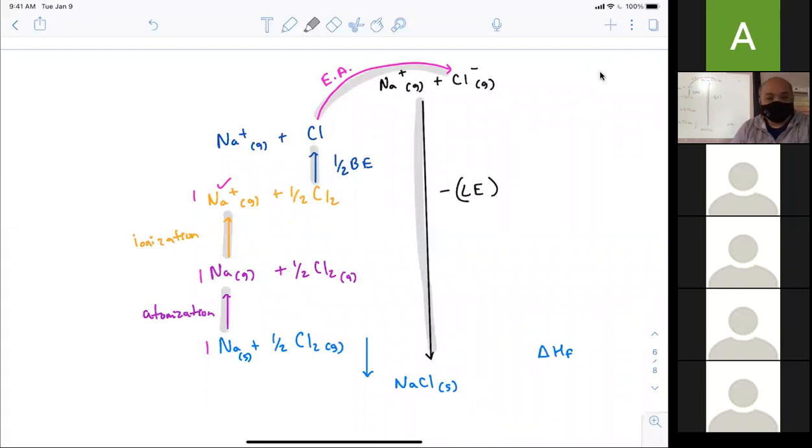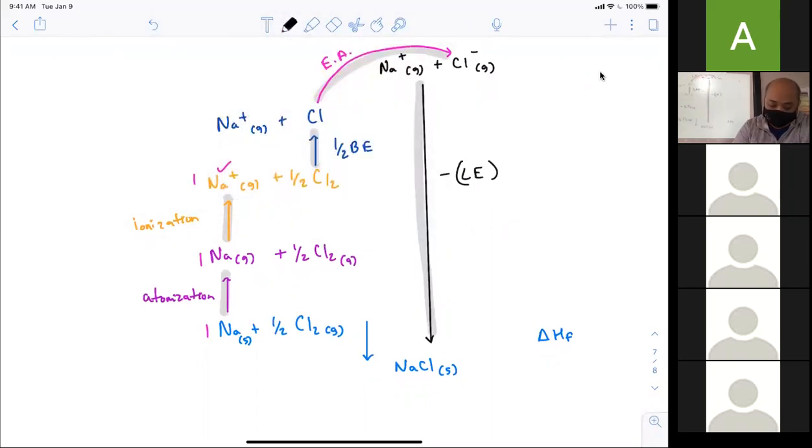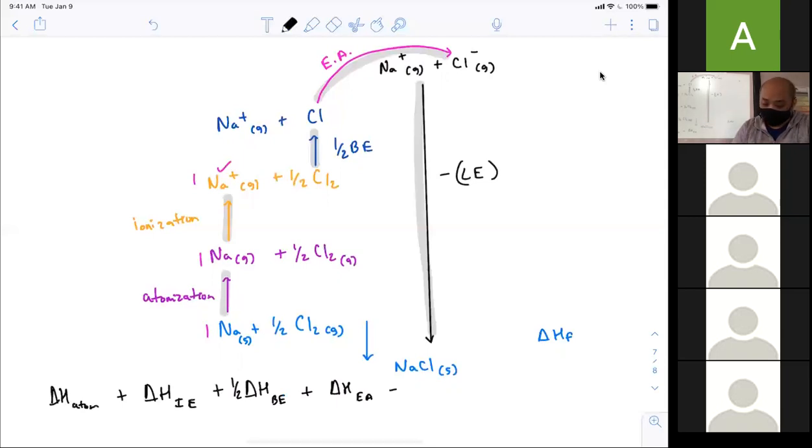And the only one you really have to worry about sign-wise is your lattice enthalpy, because the lattice enthalpy is the only one that's reversed. So you could say in this scenario that the enthalpy of atomization plus the ionization energy plus 1/2 the bond enthalpy plus the electron affinity, because now that you have 1 mole of Cl, it is 1 mole of electron affinity, because the coefficient is 1 now, and then minus lattice enthalpy equals your enthalpy of formation.